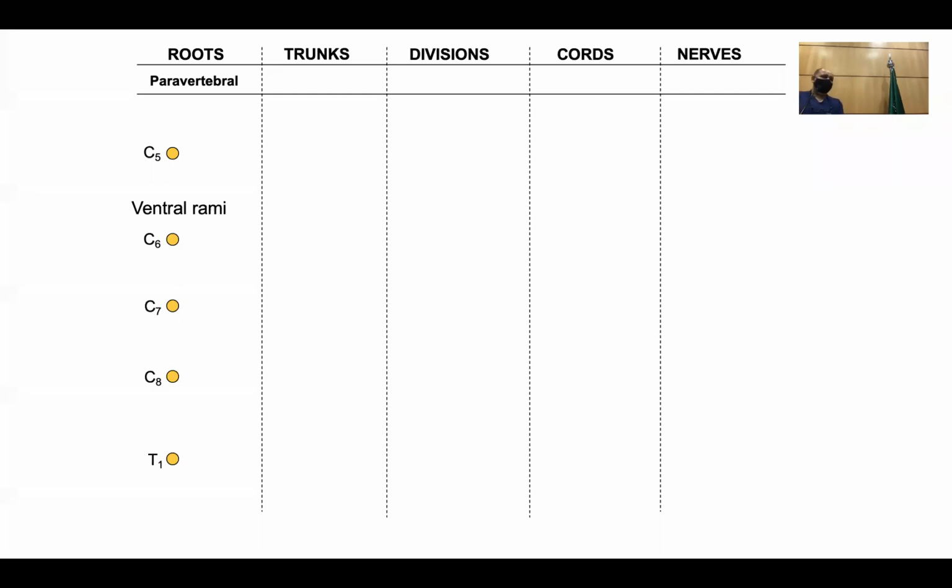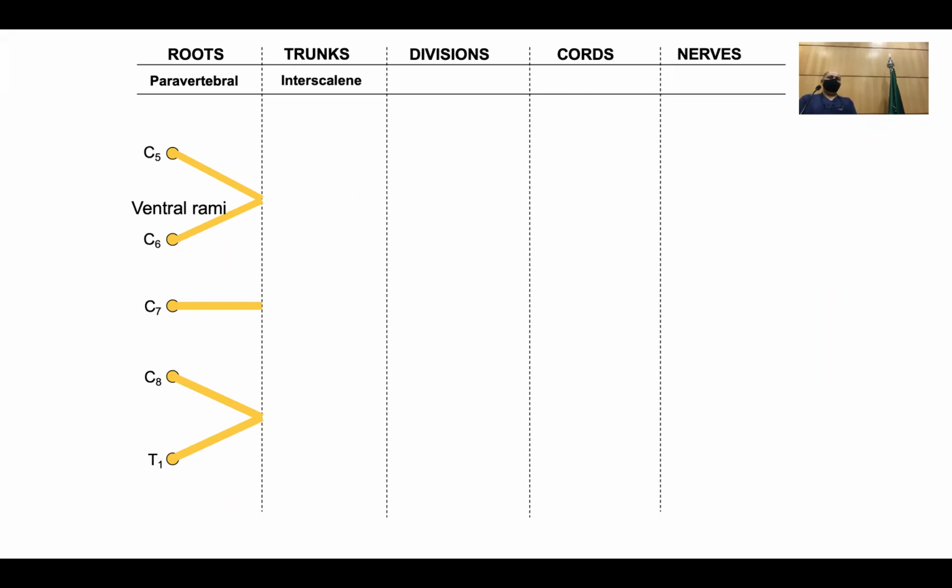So now, from these roots, what happens? C5 and C6, they become friends. They join hands. C7 has nobody. And C8 and T1, they become friends. Just follow that. 5 and 6 join. 8 and 1 join. But C7 has nobody.